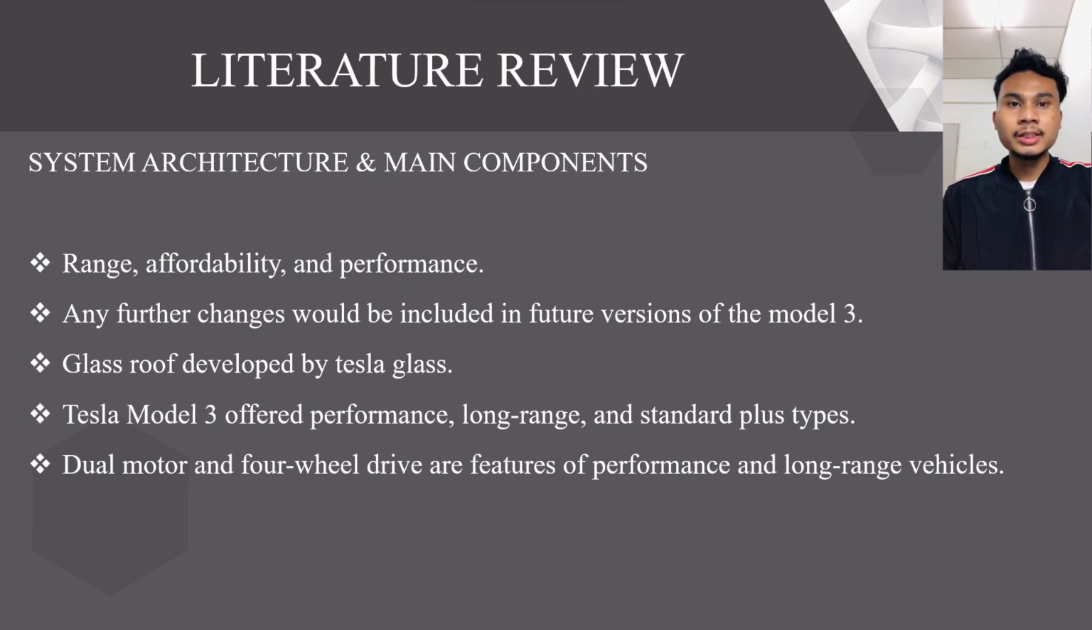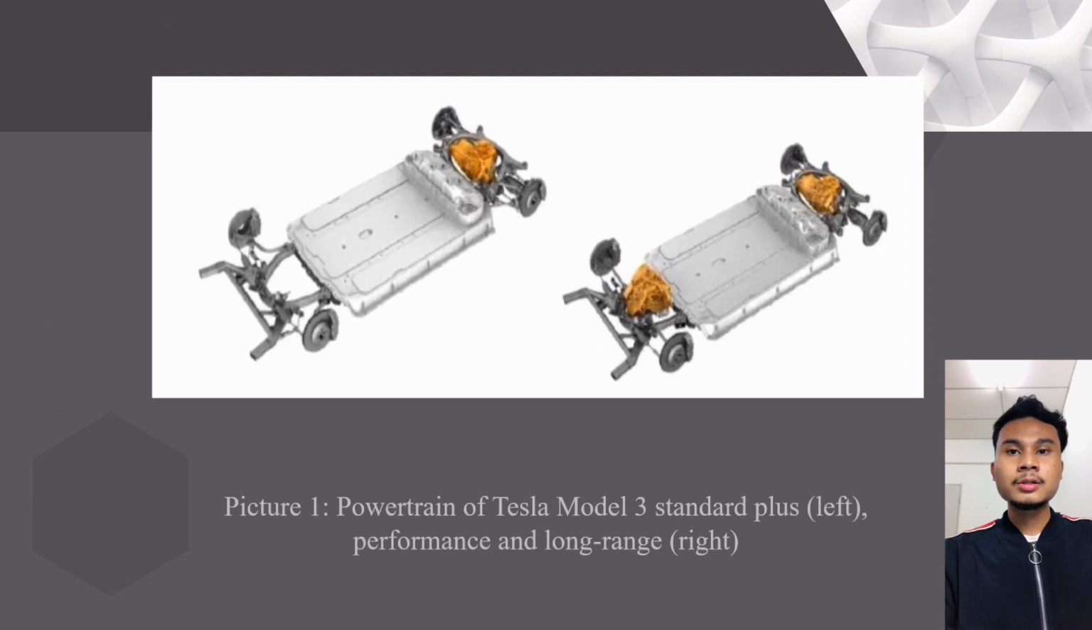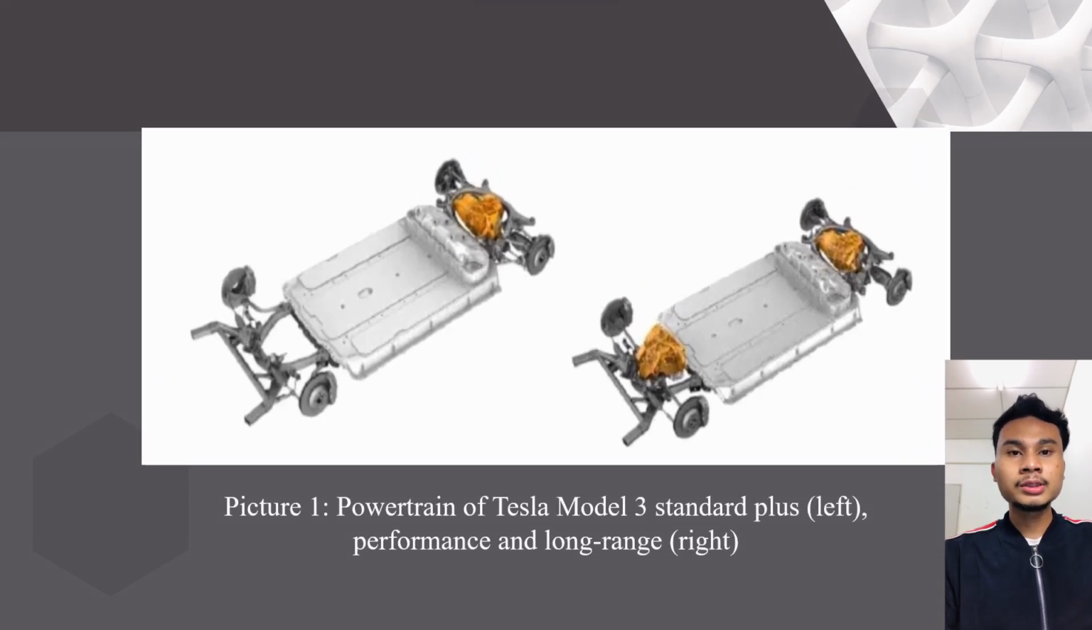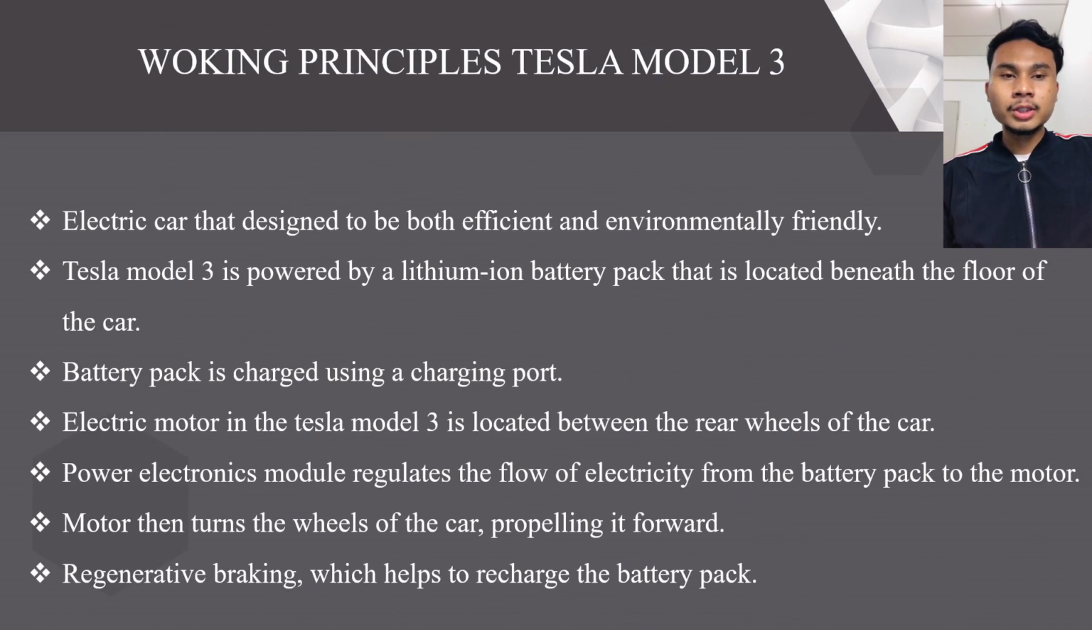Performance, long range, and standard plus are the three different automobile types offered by Tesla Model 3. Dual motor and four-wheel drive are features of the performance and long-range vehicles. The Standard Plus is a rear-wheel drive vehicle with a single motor. The powertrain configuration is given below. The vehicle is powered by a high-performance electric motor that delivers quick acceleration and impressive range. The picture shows the powertrain of the Tesla Model 3 Standard Plus on the left, and performance and long range on the right.